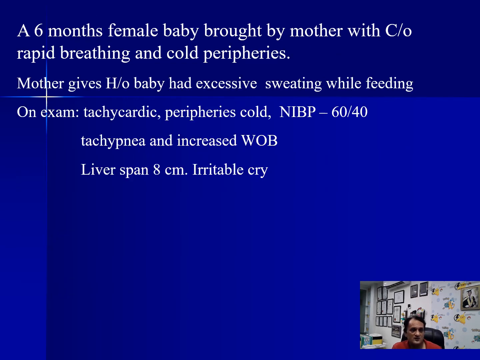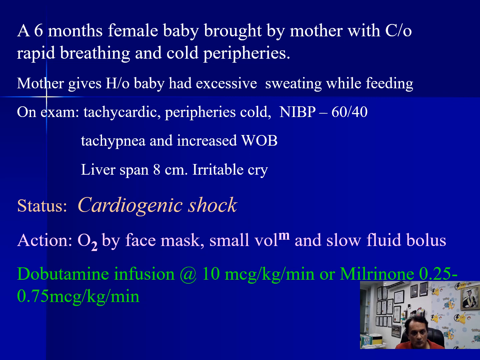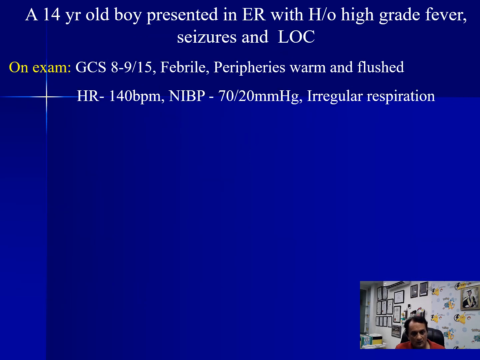So you have another patient, 6-month-old female baby brought by mother with a complaint of rapid breathing and cold periphery. Mother gives history of baby had excessive sweating while feeding. On exam, tachycardic, peripheral cold, and NIBP is 60/40. Tachypneic, increased work of breathing. Liver span is like 8 centimeter. Irritable cry. You have labeled the patient a cardiogenic shock case, and started the management in the form of face mask and small volume and slow fluid bolus. Started on dobutamine or milrinone, and which is the better choice in these patients.